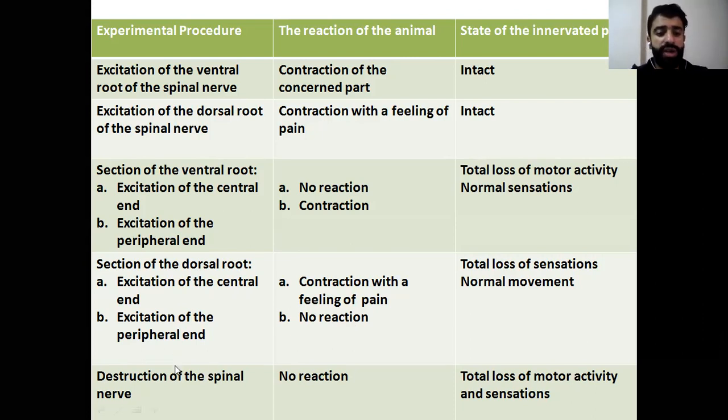While the destruction of the spinal nerve shows no reaction, we have total loss of motor activity and sensation. Since we destroyed the spinal nerve, there is no sense and no motor activity. So this means that the spinal nerve has both functions: the sensory function and the motor one.